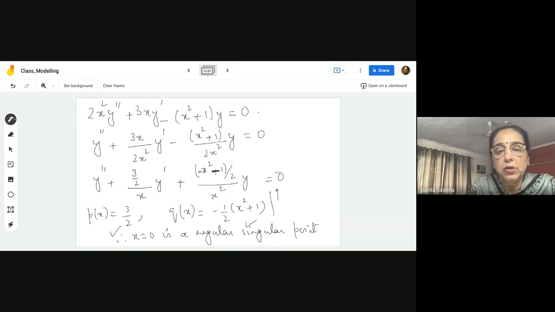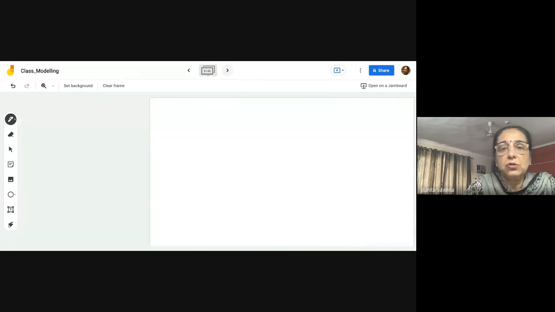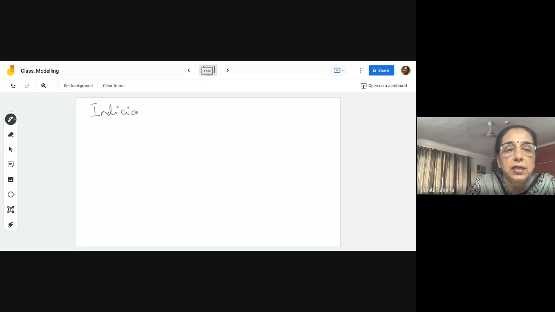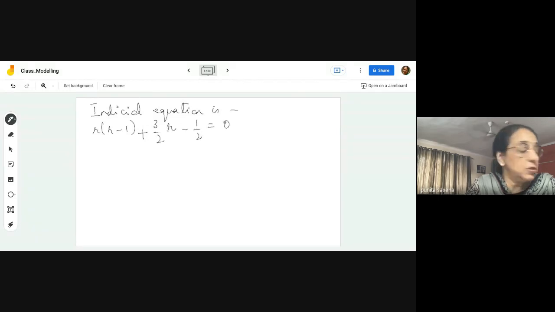So from here we obtain that P naught is 3 by 2 and Q naught is, when we put x as 0, Q naught is minus half. Right or wrong? Correct me if I am wrong. So your initial equation will be r into r minus 1 plus P naught r, and how much was P naught? 3 by 2 r plus Q naught equal to 0.